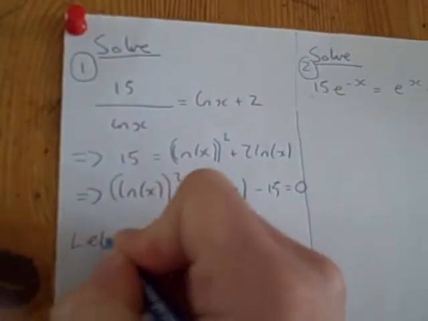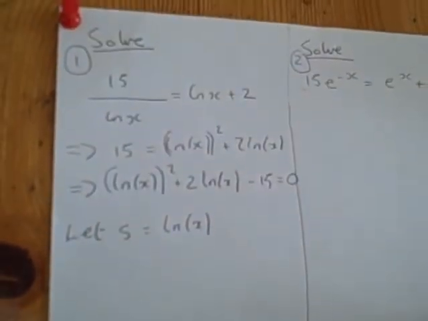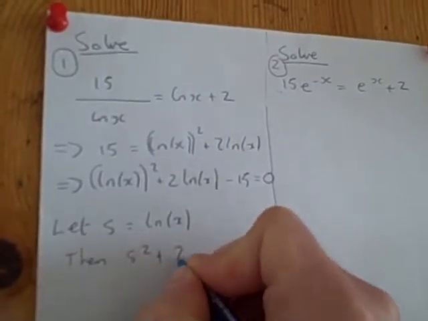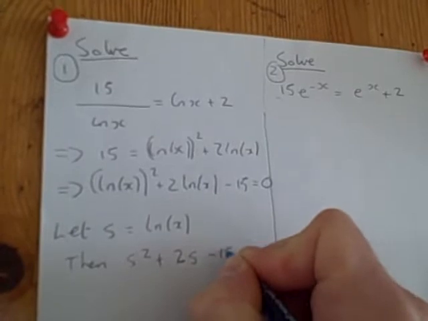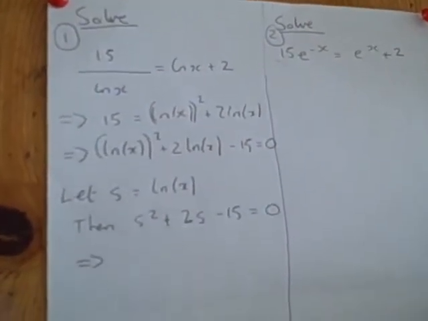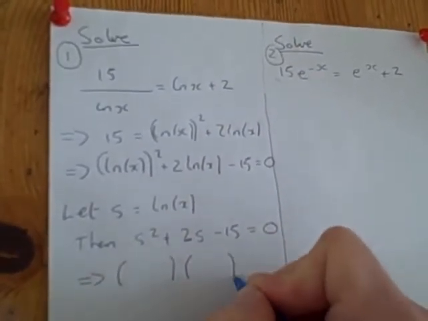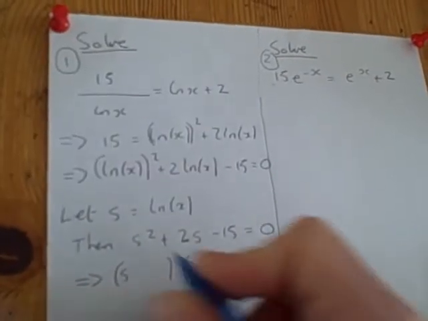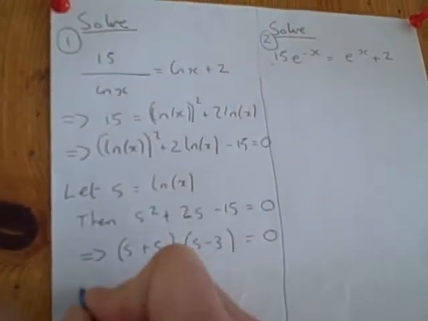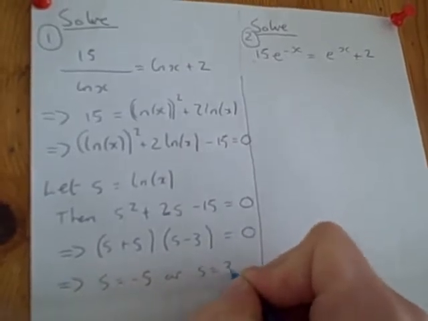I'll tell you what, let s be equal to ln x, to make it a little bit easier to see what's going on. Then we end up with s squared plus 2s minus 15 equals 0. Now, hopefully, typically, these will factorise. So let's have a look. Does it factorise? Yes: (s plus 5)(s minus 3). It's just what we need. So this implies s equals minus 5 or s equals 3.